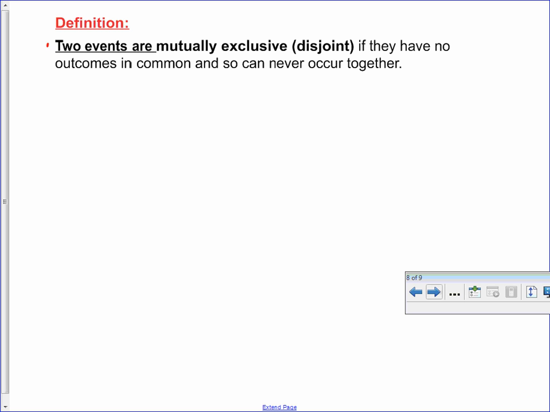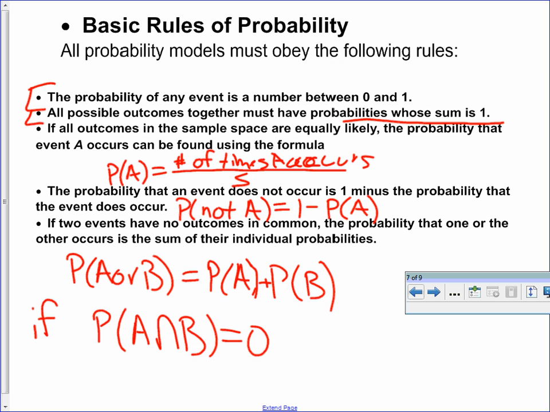And two events are mutually exclusive if they have no outcomes in common, and so can never occur at the same time. And that's another big one. I'm sorry, there's some stuff that was supposed to be posted in that last one. It's not coming up with my new smartboards, and that's why we're seeing that. So let's go back and say this. We'll put this in.